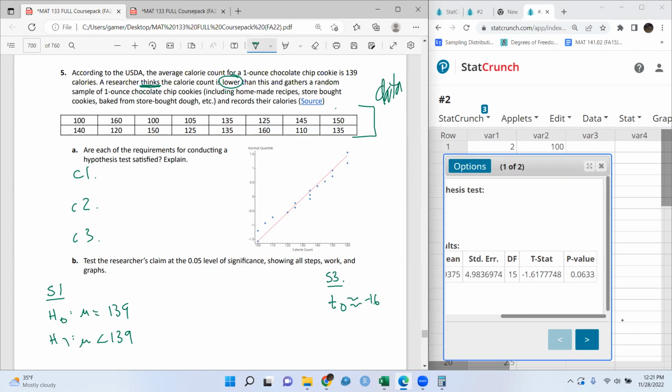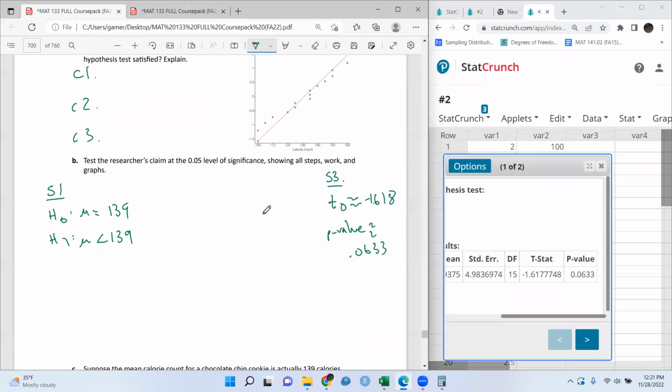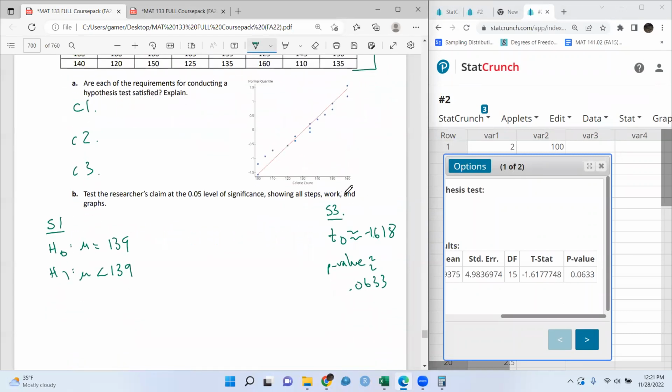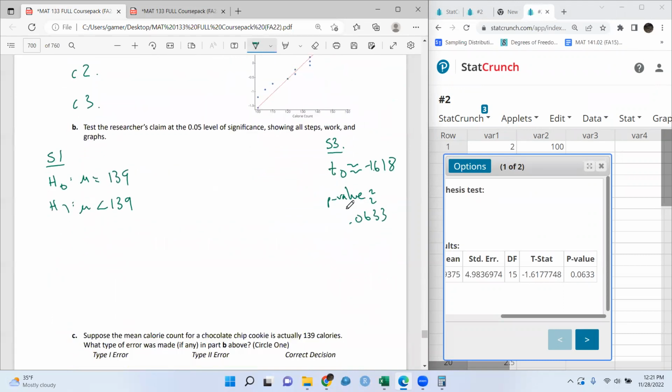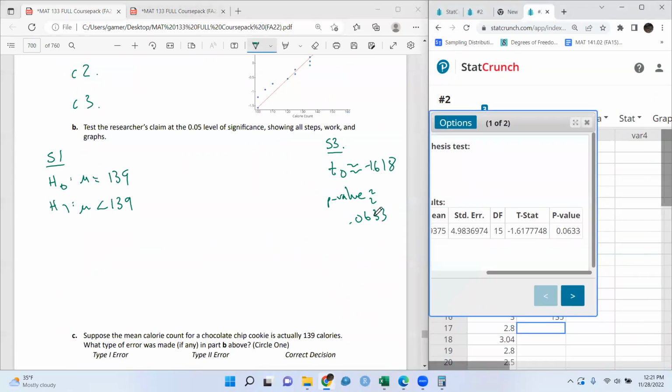Negative 1.618 and the p-value of 0.0633. Is that what we all had, or did you all have something different? I could have made a mistake, so it could be my fault. That is what I had. Nice. Okay, there's no way we all made the same mistake unless you copied from my screen when you were typing. All right, as long as we all have the same thing.